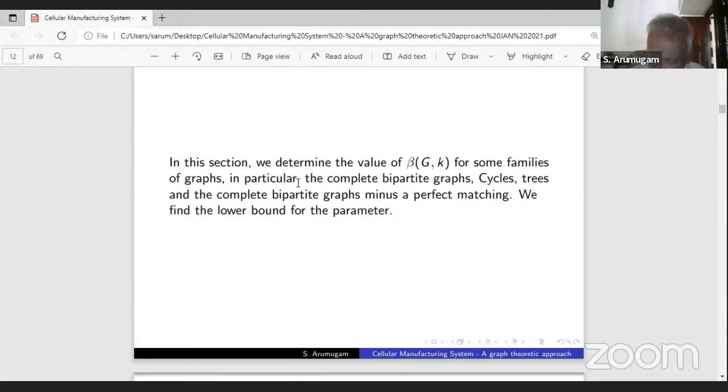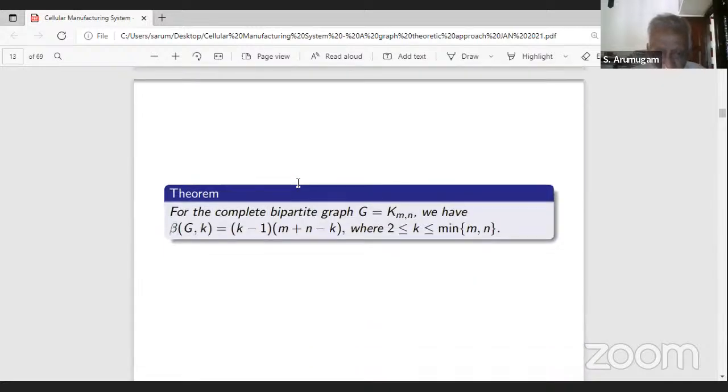Okay. For example, for a complete bipartite graph, the answer is this number, k minus 1 into m plus n minus k. I want to split into exactly k components. How many edges are to be removed? The minimum is this number. For example, we take K 3 comma 3, the complete bipartite graph with both sides having 3 vertices. You substitute, you'll get the answer.